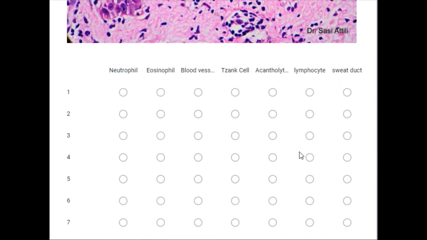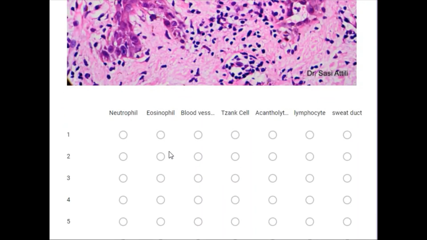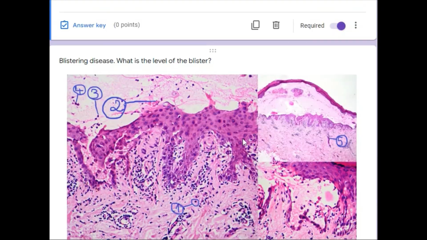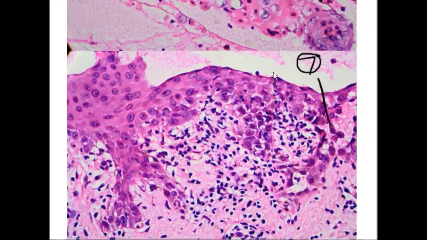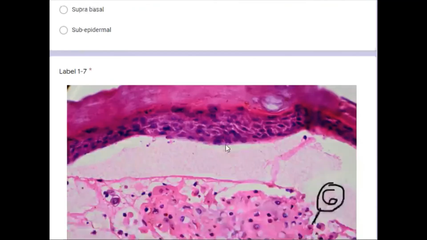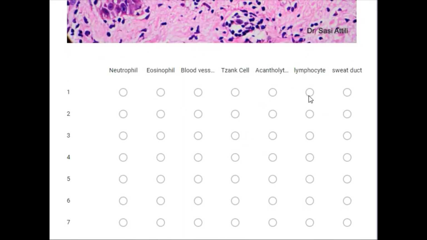So the answers to the question are: number 1 is a lymphocyte. Number 2, I think I mentioned earlier, is a dyskeratotic keratinocyte. I think it's an acantholytic cell. Dyskeratosis we have not mentioned here, but it's an acantholytic cell. So is number 6 and number 7. All of these are acantholytic cells. Okay. Then I think there's no doubt in any of the others. We've answered all that. Number 5 is a sweat duct. There are no neutrophils here. There probably are some neutrophils here and there, but I didn't actually mark them.